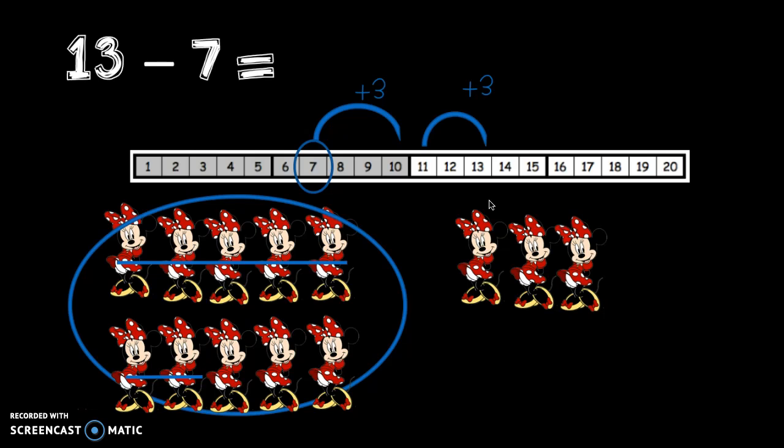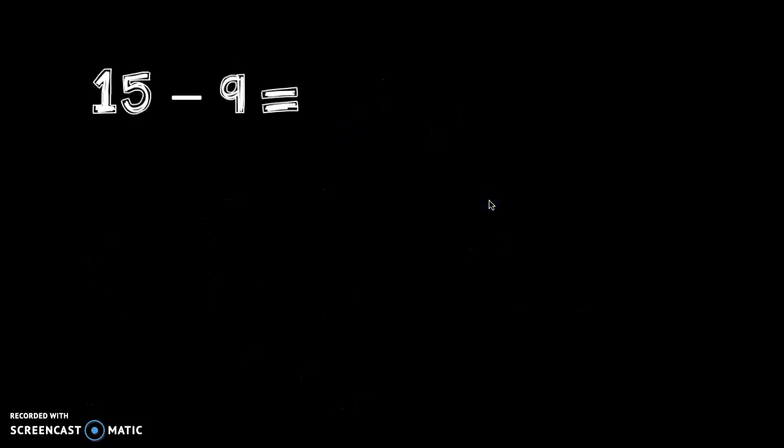I do. I see 3 minis that are part of that circled 10 group, and then 3 that I haven't even used. Hey, that does match my number path at the top. All right, this does work. All right, so 13 minus 7 must equal 6.